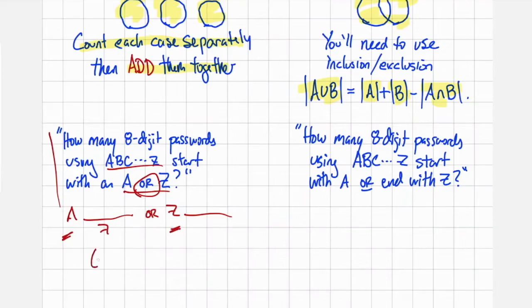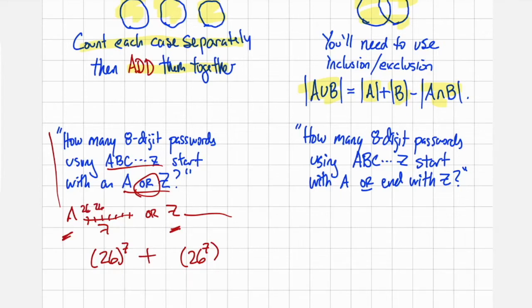We know that the first case has 26 to the 7 solutions, and the second case also has 26 to the 7 solutions because there are 7 choices to be made, each of which has 26 different options. And so the final answer would be the sum of those two answers.